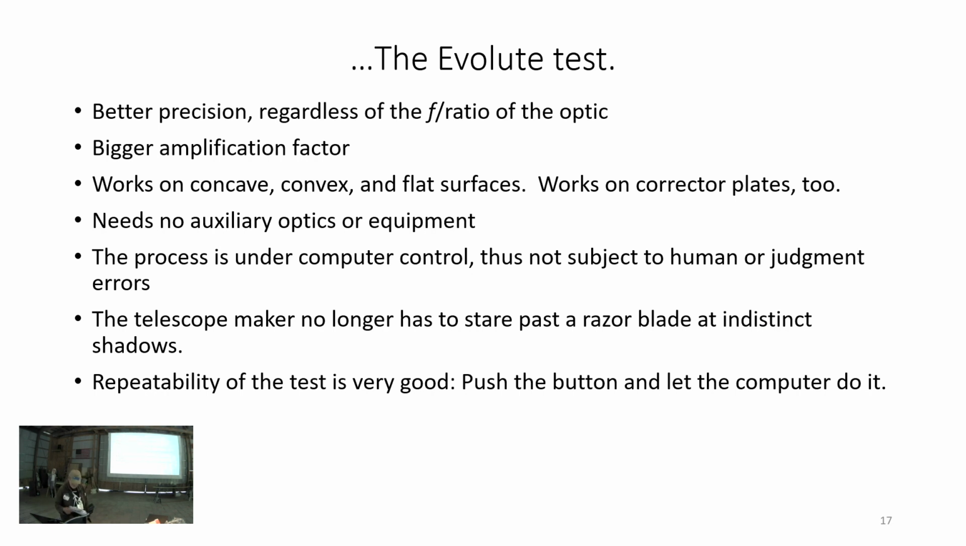All right, with an Evolute tester, the telescope maker doesn't have to stare past a razor blade at indistinct shadows, because the laser, when you cast it on the mirror, is reflected back, and we can work the slope of the laser so as to get the exact perpendicularity we need. Also, the tester that I've built does it under computer control with an Arduino card.